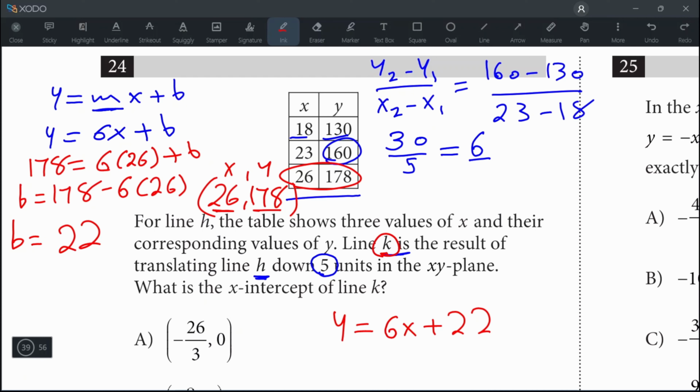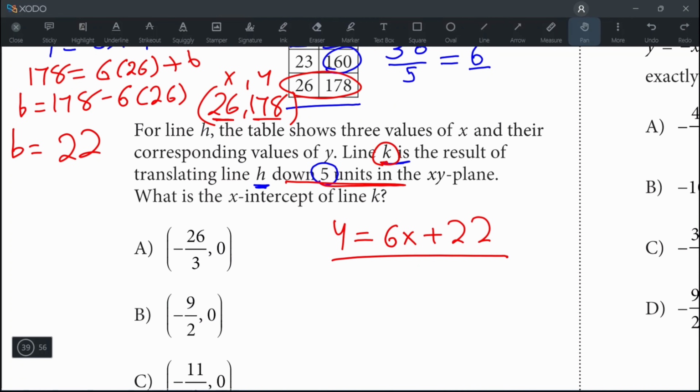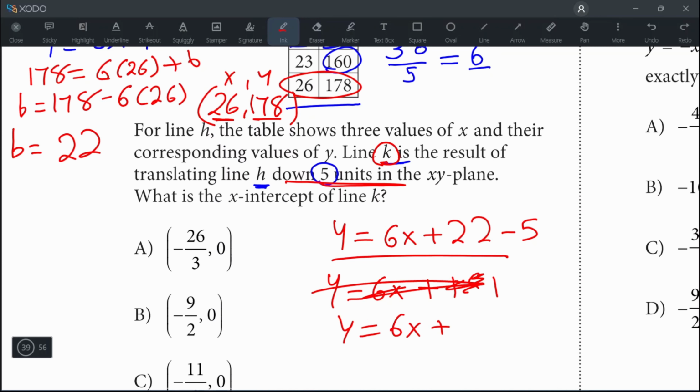Line k is a result of translating this function 5 units down. So we'll subtract 5 from this function. We'll subtract 5 here, so we'll have y equals 6x plus 17. Let me rewrite that: y equals 6x plus 17. And that's the linear function of line k.